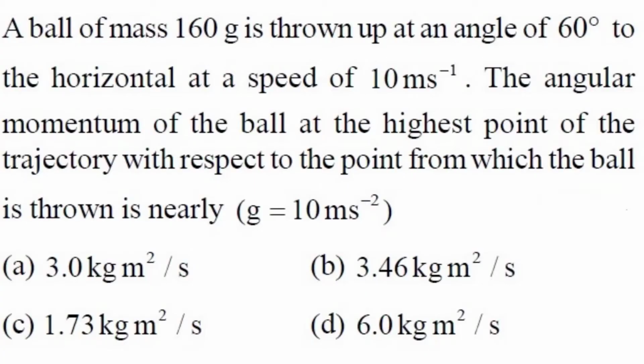A ball of mass 160 grams is thrown up at an angle of 60 degrees to the horizontal at a speed of 10 meters per second. The angular momentum of the ball at the highest point of the trajectory with respect to the point from which the ball is thrown is nearly, g is given as 10 meters per second square.